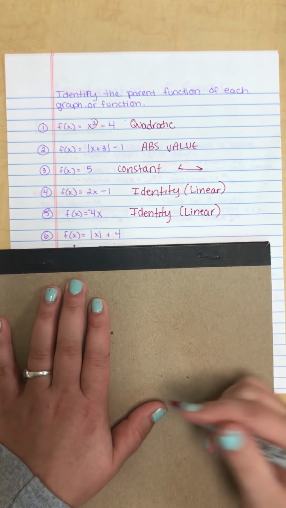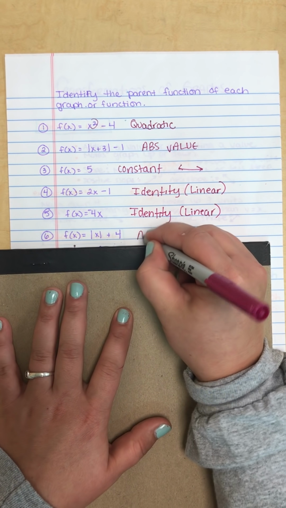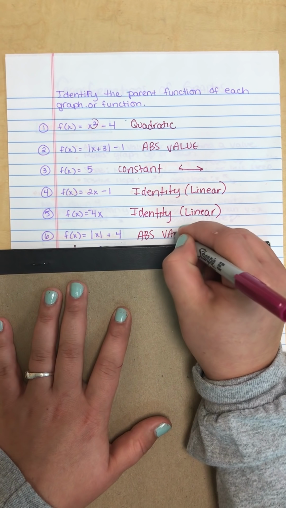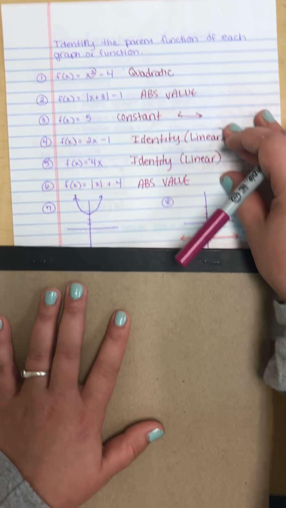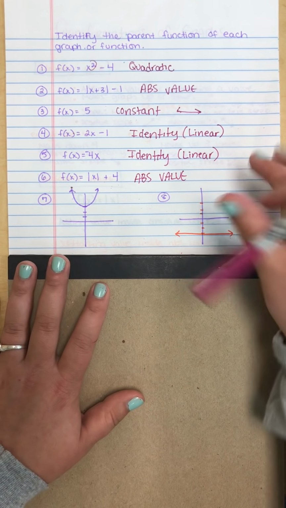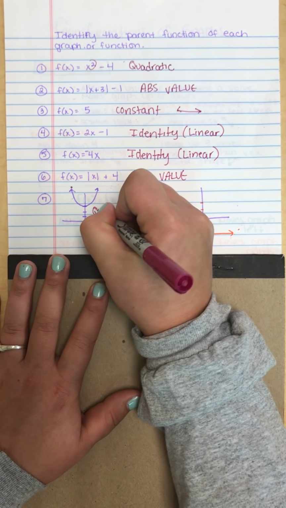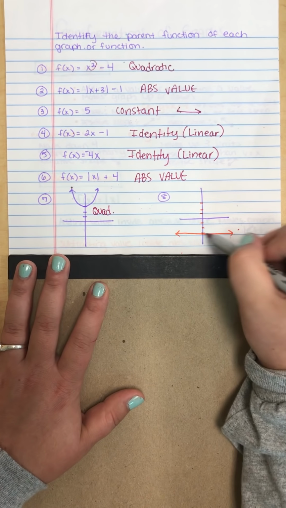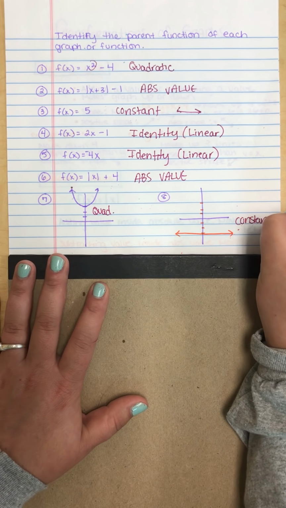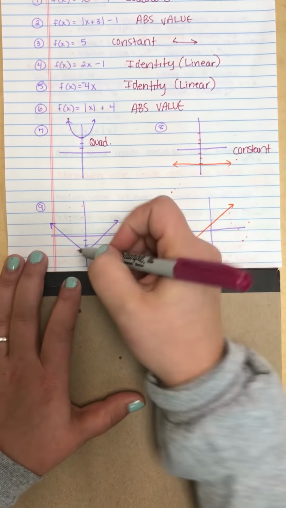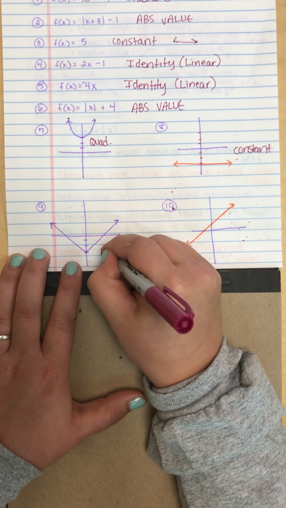F of x equals absolute value of x plus 4. This is absolute value. And we've got some graphs here. We've got this one, it's a U shape, so this is quadratic. This one is just a straight horizontal line, so this is constant. Here's our V shape, so this is absolute value.